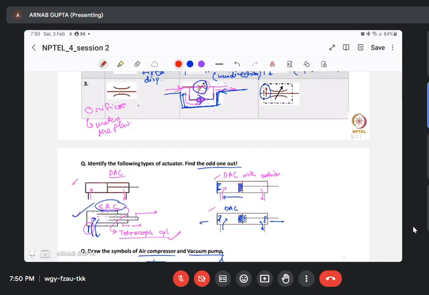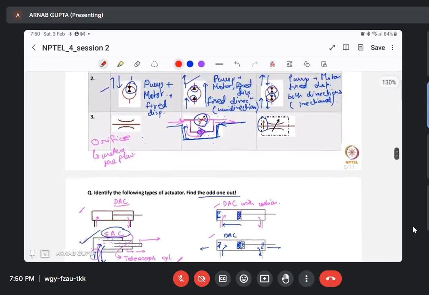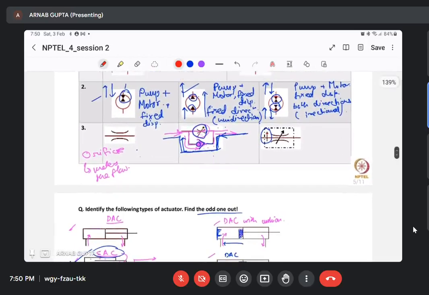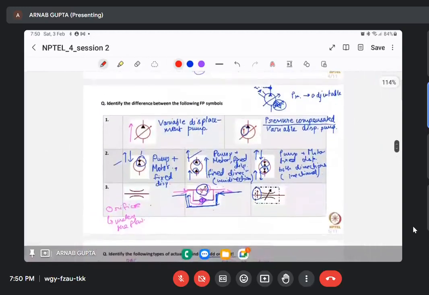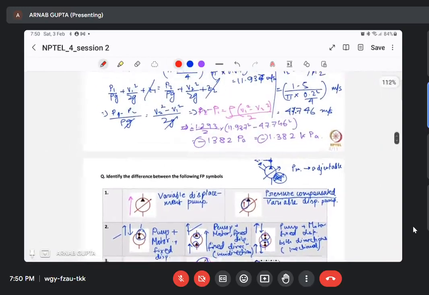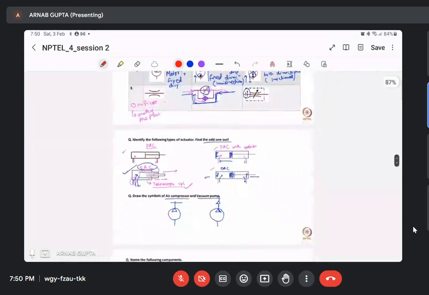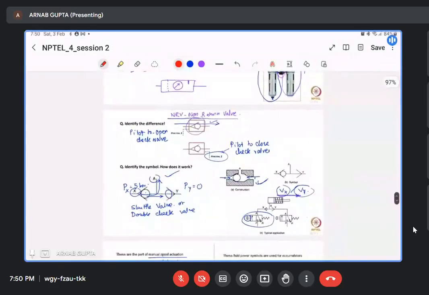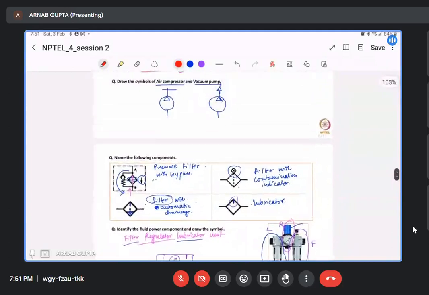Sir, I have one small doubt. In these flow controls, is the flow divider something different, or is it the same as the orifice meter control, sir? The flow divider in this flow control. Okay, the flow divider.